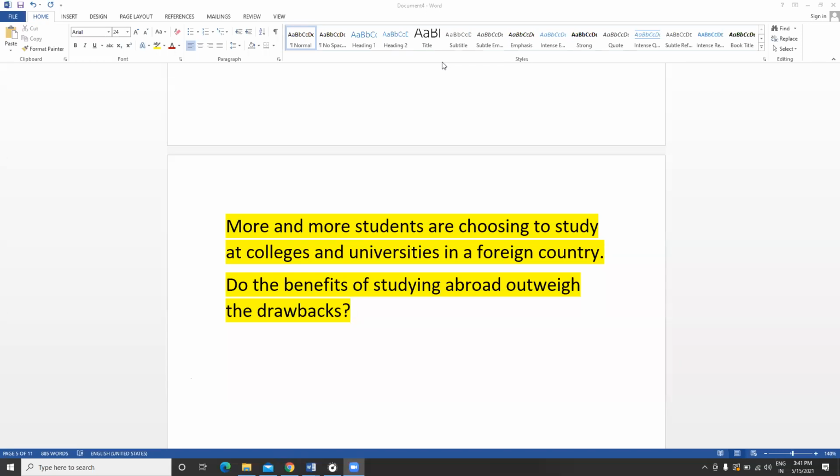This essay is not related to students in general. This essay is not related to universities in general. This essay is not related to foreign countries in general. You have to talk about students who are choosing to study at universities in a foreign country. So if you're writing about foreign education, you have to compile the students who are going for foreign education, who are going abroad. And then you have to decide whether the benefits outweigh the drawbacks. Which side is heavier?